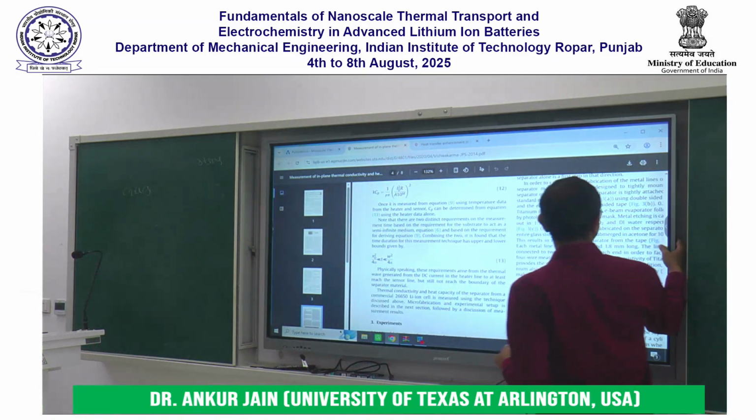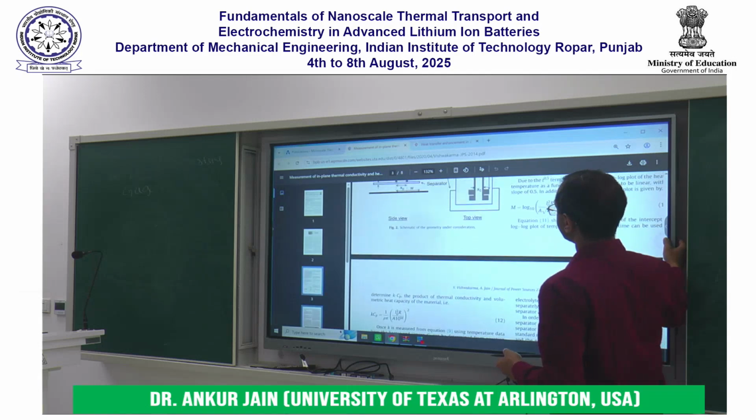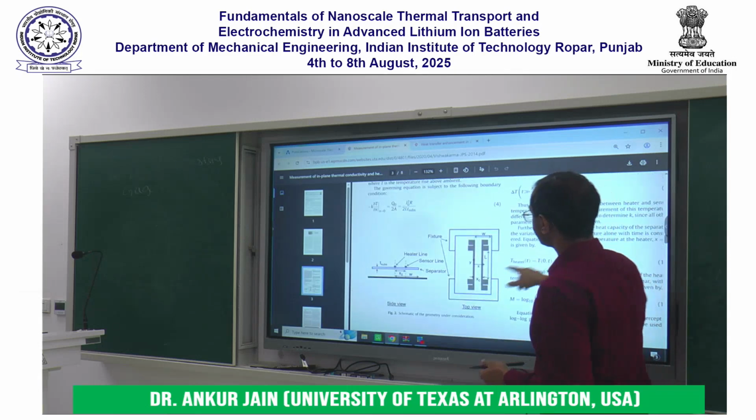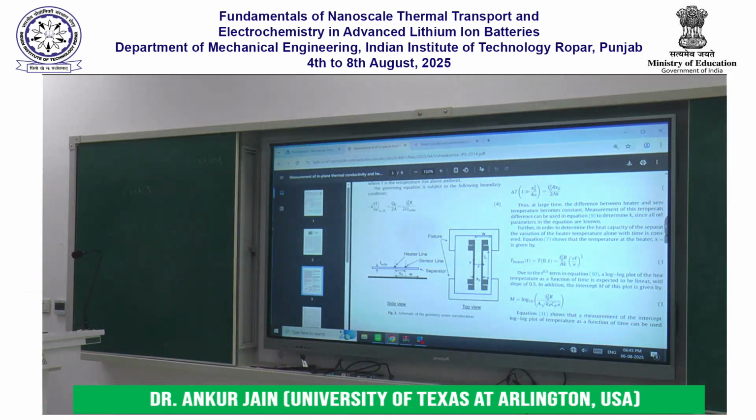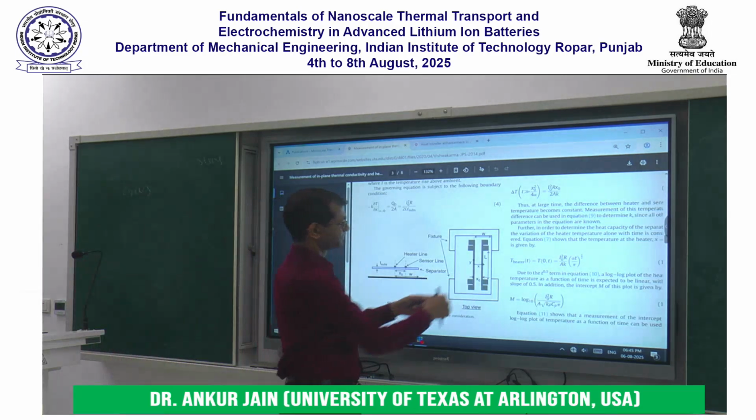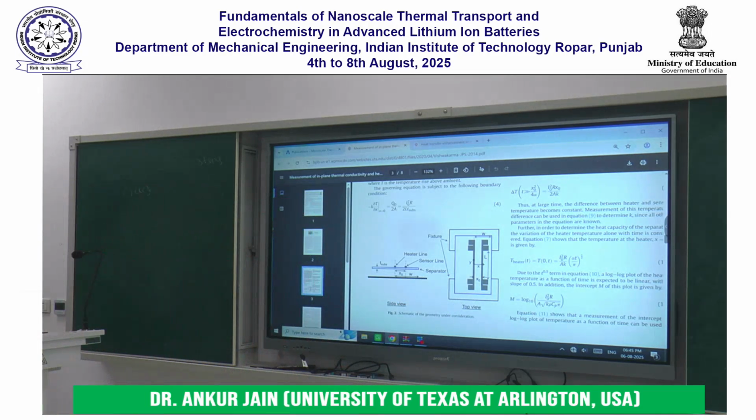Okay. So we deposited two metal lines. These metal lines are very thin. The thickness of these metal lines is, I think, 50 microns or so, and they are about 100 microns away from each other, and they are very long.